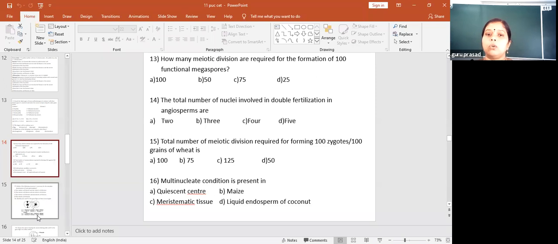Next question: the total number of nuclei involved in double fertilization in endosperm are 2, 3, 4, 5. How many are there? What is the total number of nuclei? Double fertilization means we have to keep in mind the whole process. Very first, a single male gamete fuses with the egg to form the zygote. Okay? So 2 nuclei are involved. The remaining male gamete, the second male gamete, fuses with the diploid polar nuclei. 2 plus 1 is 3, 3 plus 2 is 5. So 5 nuclei are involved in the double fertilization process.